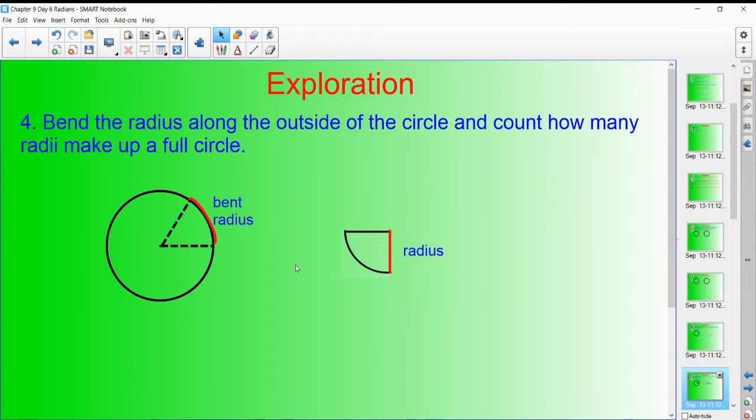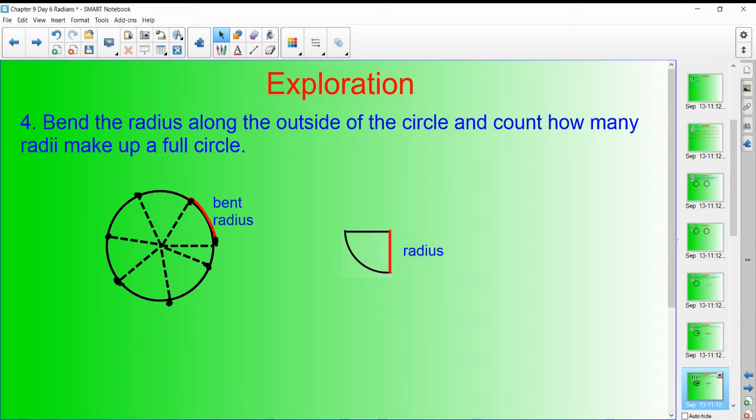What we're going to do with this is we're going to take and bend this red part, the radius, along the outside of the circle, and we're going to mark. So mark a starting point, bend the radius and measure that, and that's one radius. Now I want you to do that till you get to the end, and then we're going to count how many radiuses or radii make up the full circle. So pause the video if you need. There will be some counting involved here. So you bend the radius and you count: one radius, two radii, 3, 4, 5, 6, and some extra.